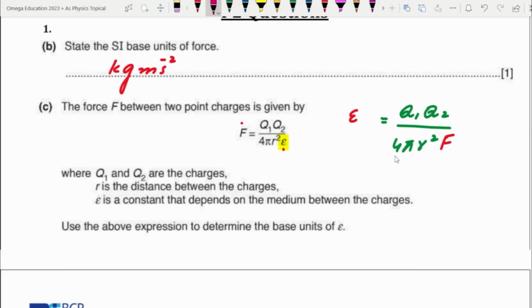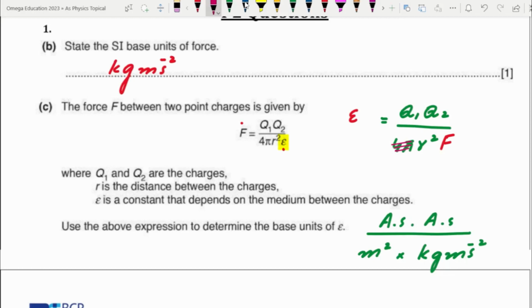In the next step, I'm going to ignore all the constant numbers because they don't have any unit. Then I'm going to insert the units. For Q1 we get A s, the same one, A s for charge. For the second charge we get the same A s, divided by, for the square of distance, meter squared. For force we get kg m s^-2. Now we can do some cancellation.